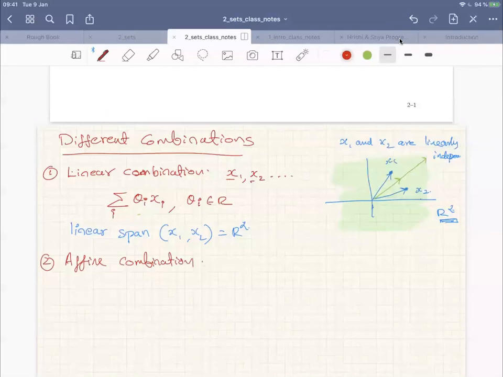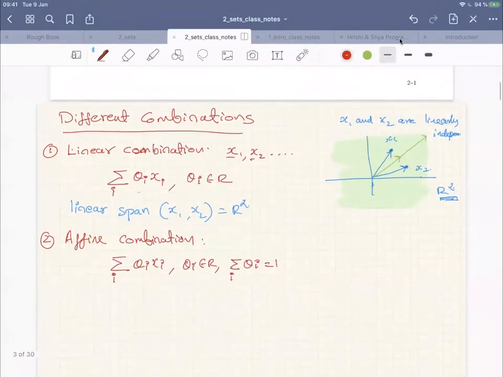Okay, so what is an affine combination? It is again a weighted sum, sum of theta_i x_i, where theta_i is in R, and now there is a second constraint. I cannot take any set of theta_i. There should be a constraint: if I add up the theta_i, that should be 1. Basically, the theta_i add up to 1, right?